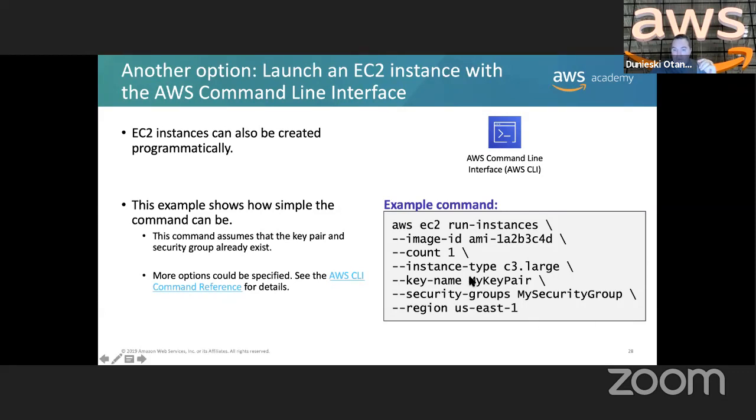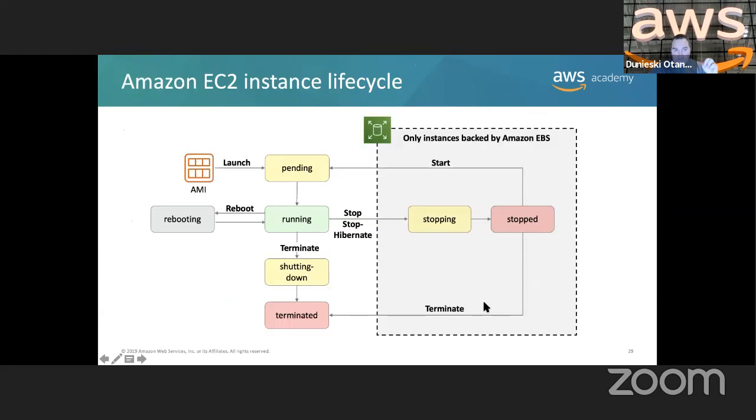The key name, you're probably going to use this key pair name, and that's going to create a key for you. For the security groups, you can use my security group, which is one that's already created. And then the region is us-east-1, so you're going to create this in Northern Virginia, and then you can check that.